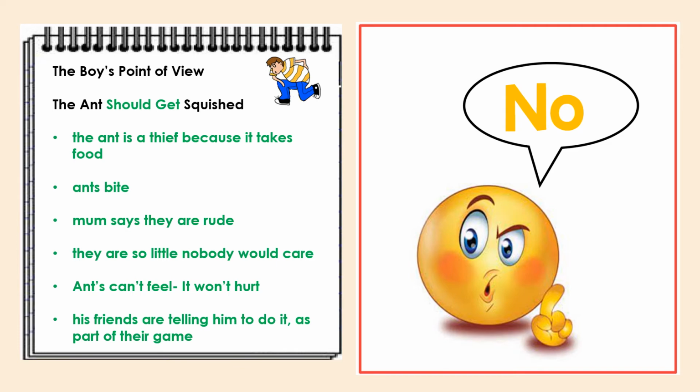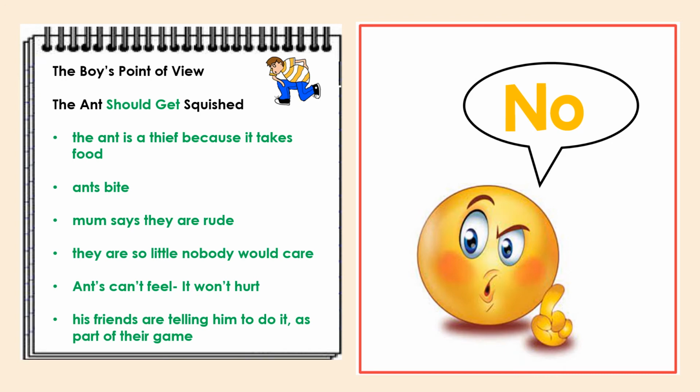The ant's a thief because it takes food. Ants can bite. Mum says that they're rude. They're so little, nobody would care if you squished them. Ants can't feel. It wouldn't hurt if you squished them. And finally, his friends are telling him to do it because that's just part of their game.